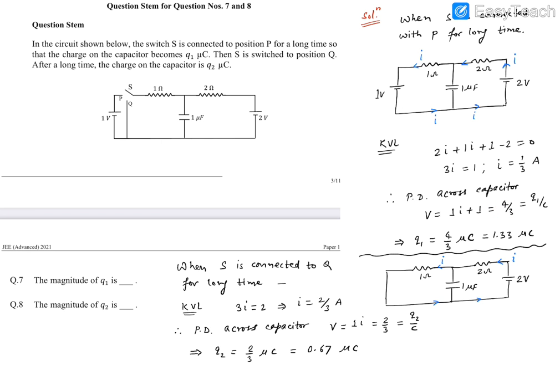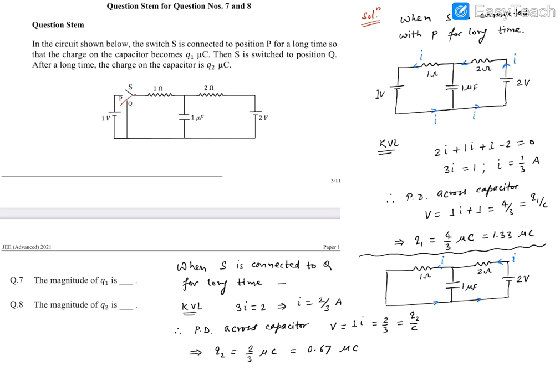Now we know the potential difference across the capacitor is going to be written as the charge on the capacitor, which is Q1, divided by capacitance. From here Q1 is going to be equal to 4 by 3 microcoulomb, because capacitance is 1 microfarad. So that micro will be there, and farad into volt together make coulombs. So the answer comes out to be 1.33 microcoulomb. So that's Q1. That means that's the answer of question number 7.